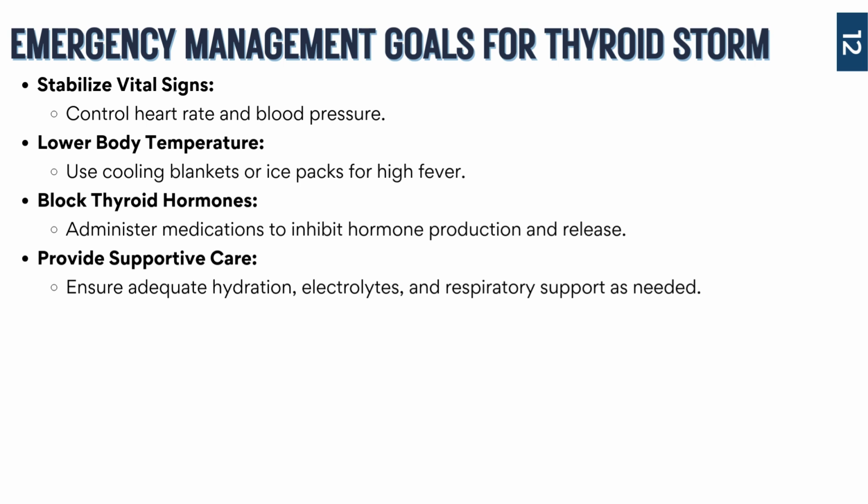Okay, so the next thing we're going to work on is blocking thyroid hormone production and release. So anti-thyroid medications such as PTU, propylthiouracil, or methimazole, okay, are administered. You don't have to remember those meds. Just remember anti-thyroid meds are administered and they inhibit the production of thyroid hormones. Additionally, iodine preparations are sometimes used to block the release of stored thyroid hormones, but only after anti-thyroid drugs are given to prevent iodine from increasing hormone synthesis.